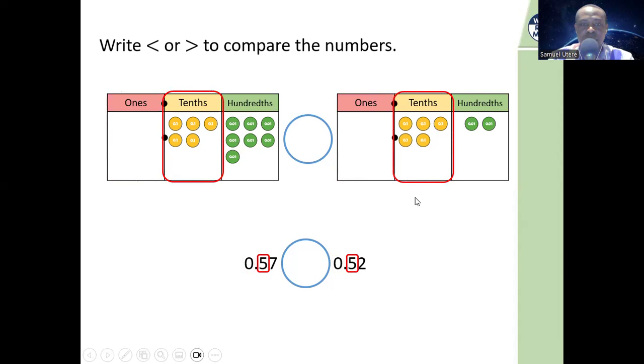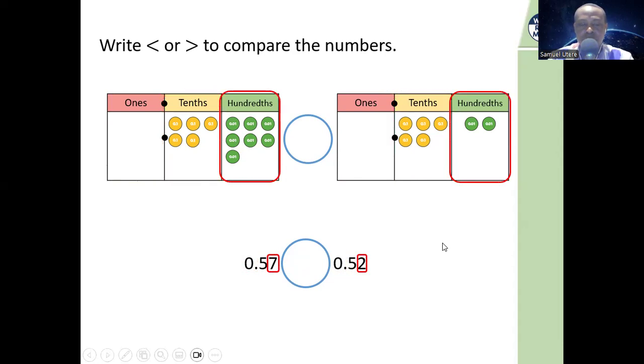Now, when we look at the tens, we can clearly see that they have the same counters, so the same value of 5. So it means we now need to shift to the next place value column, which is the hundreds. And you can see that this has 7 counters compared to this, which has 2 counters. Or you can just compare the numbers looking at the digits, and you can see that 0.57 is greater than 0.52.